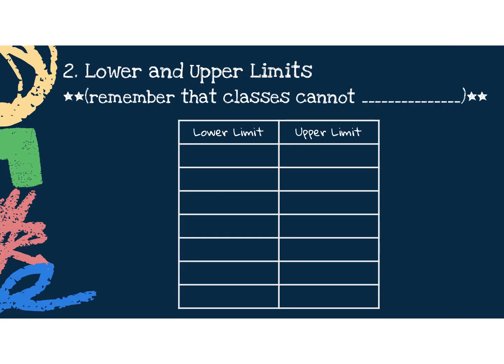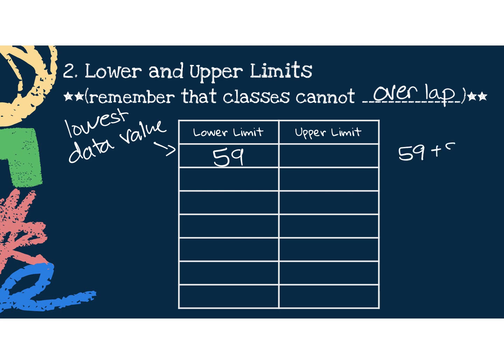So we use those and we're going to fill out our lower and upper limits. Remember that your classes cannot overlap. So our lower limit, we're going to start at 59 because that's our lowest data value. And then 59 plus 56 is going to give us 115. We don't want our classes to overlap, so the lower limit of our next one is 116. 116 plus 56 gives us 172. The lower limit of our next one will be 173. So I would pause the video here and try and fill out the rest of your classes, and then come back and get your answers.